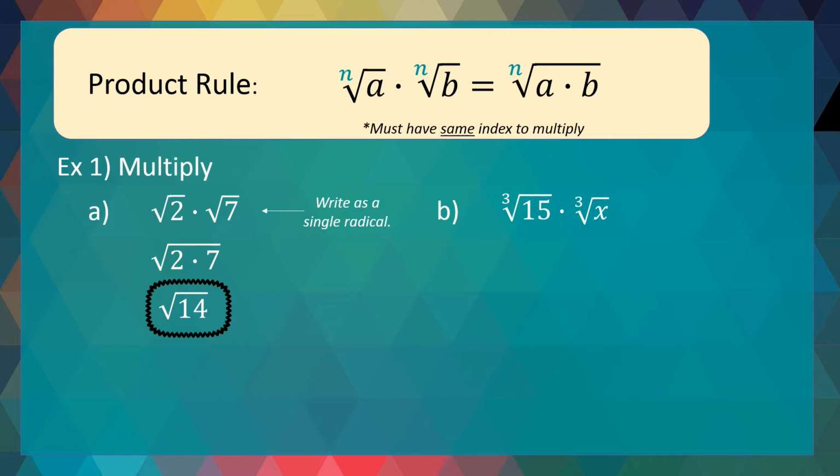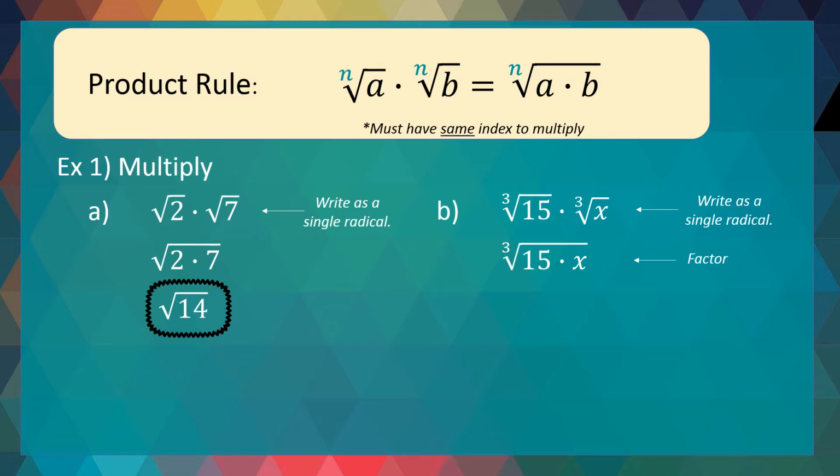For b, we have the cube root of 15 times the cube root of x. Notice we are being asked to multiply, so they have to have the same index. Because they are both cube roots, we can write it as a single radical. So we write it as the cube root of 15 times x.